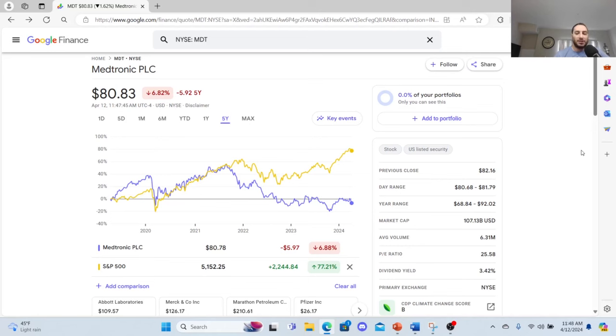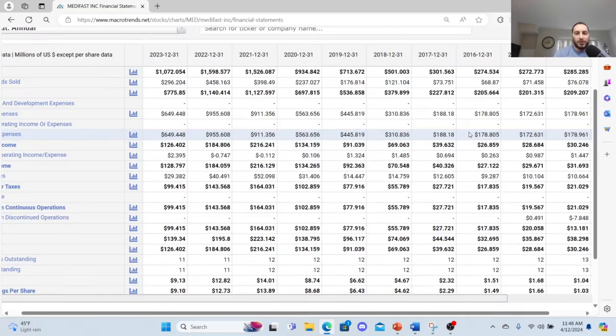Day range is 80.68 to 81.79. Previous close is 82.16. Now let's jump to the revenue trends and dividend history. Now this has really exploded in revenue, and this is what really attracts me.